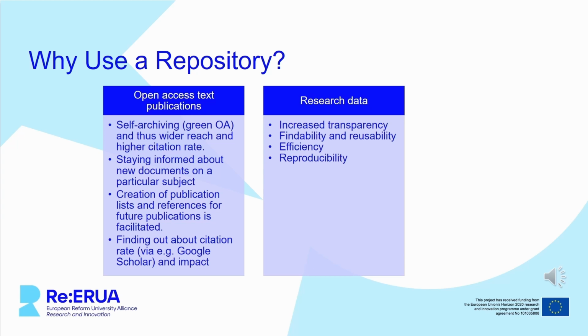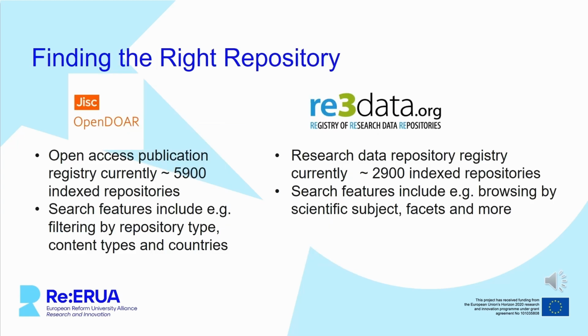Other researchers can use the data and use the same methods as you did to come to the same results, validating your research. But how do you find a suitable repository for your open access publication or research data? Let's first look at open access. OpenDOAR is a directory of open access repositories with currently about 5,900 listed repositories. You can search OpenDOAR by repository type, content, and country.